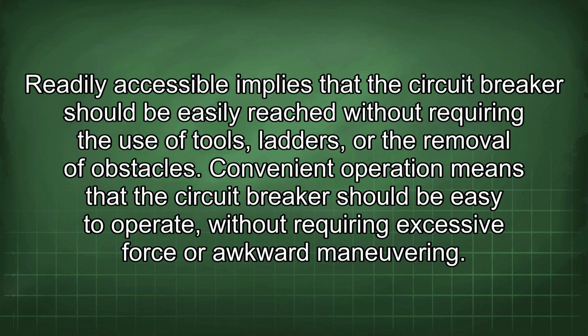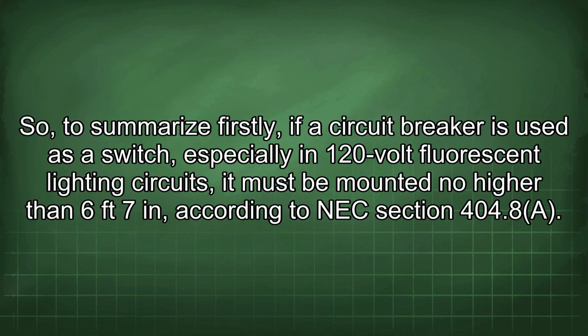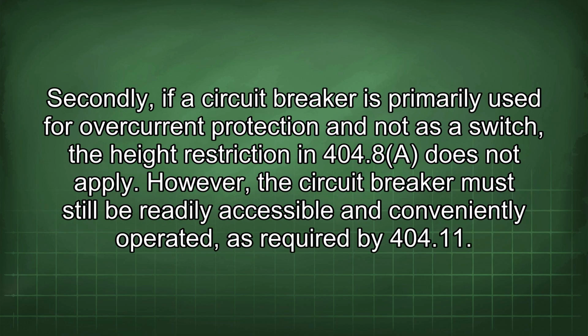So, to summarize, firstly, if a circuit breaker is used as a switch, especially in 120-volt fluorescent lighting circuits, it must be mounted no higher than 6ft 7in according to NEC section 404.80. Secondly, if a circuit breaker is primarily used for overcurrent protection and not as a switch, the height restriction in 404.80 does not apply. However, the circuit breaker must still be readily accessible and conveniently operated, as required by 404.11.